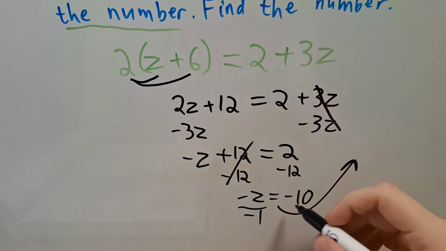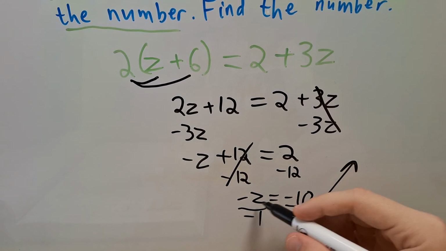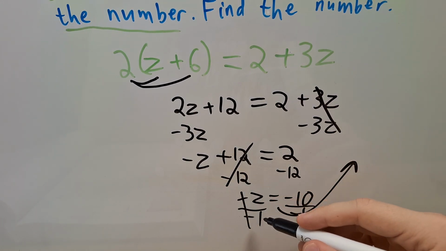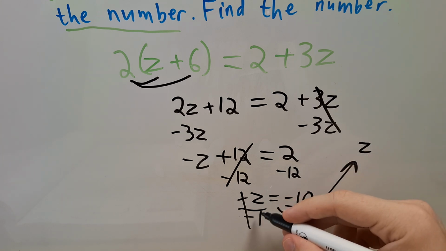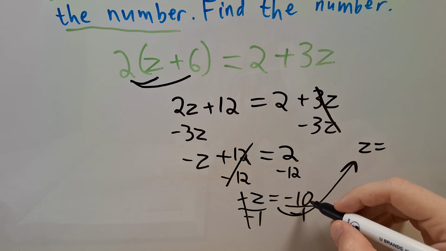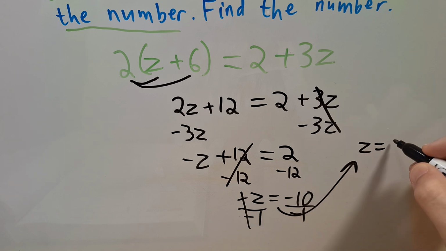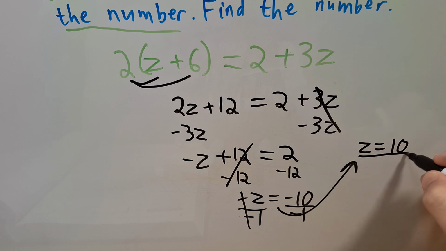I'm dividing by -1 to cancel out the -1 coefficient. This will make z positive, as well as the number I'm going to get in the end. Negative divided by a negative is a positive. So in this case, my number for this problem was 10.